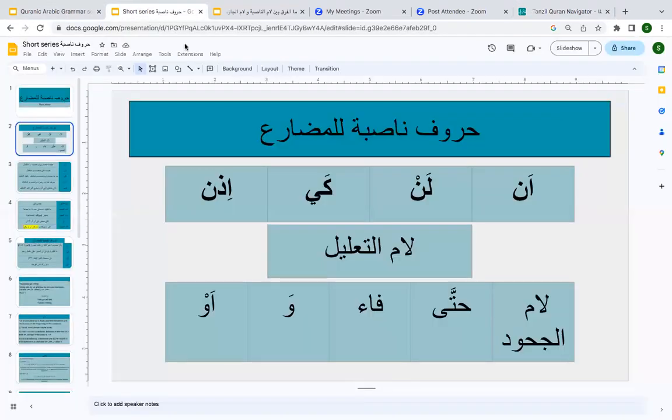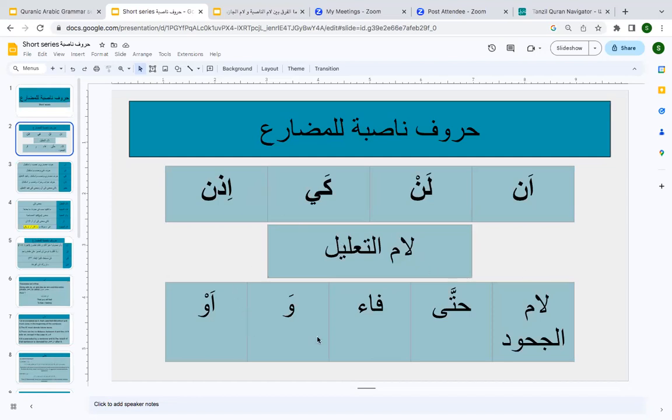So let me show you what should be in your test and how you should be preparing for it. When you open your test and you are given harufe nasibatu lil mudari, you must know which harufe nasiba make mudari mansoob by themselves. Tell me which row is strong enough to do the job by itself and does not need anything hidden after it. Number one line, right? An, lan, kai, idan. That is why I made them fat. I molded them because they're very strong, very muscular. They have the power to make mudari mansoob.